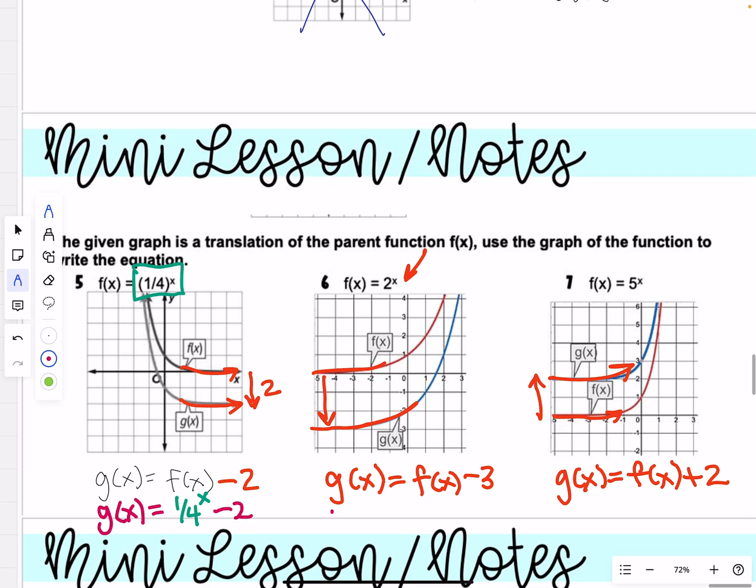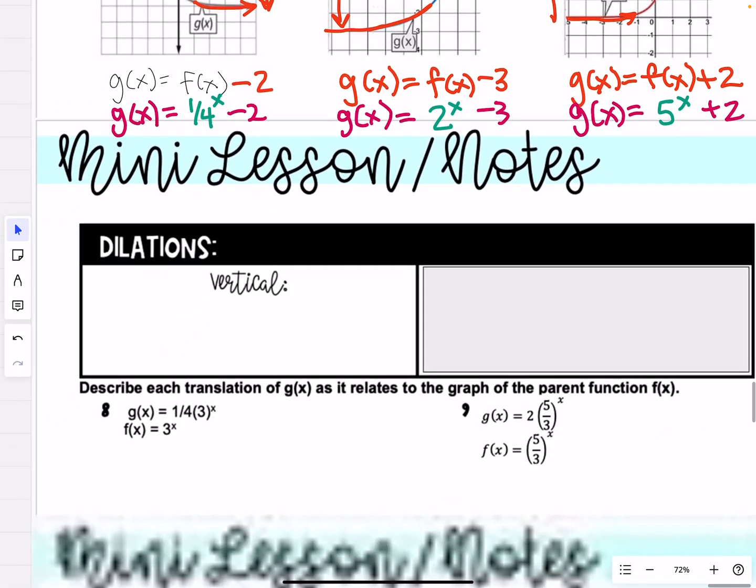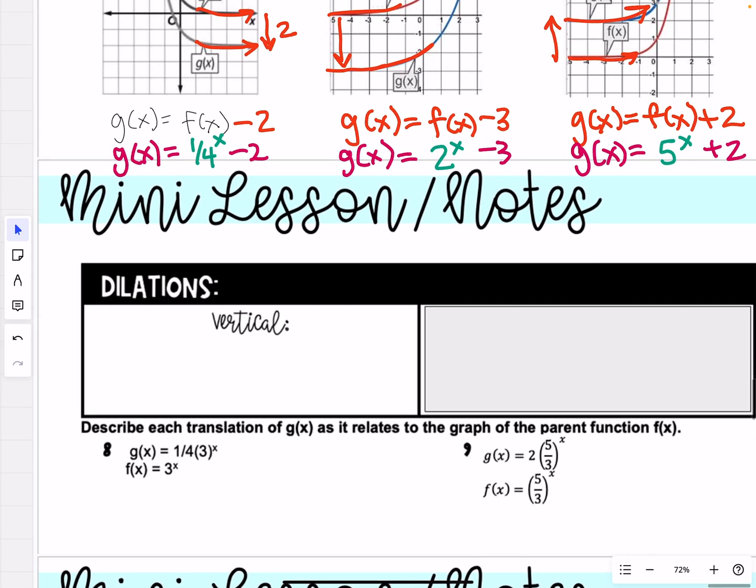Okay, next one, I'm going to go ahead and write out everything except f of x. And here we're going to take what is f of x and put that right here. And the last one, same thing. Here's g of x is equal to f of x plus 2, but since we know that f of x is 5 to the x, we can write it like that. G of x is equal to 5 to the x plus 2. Outstanding.